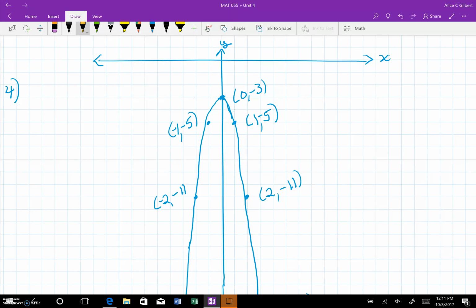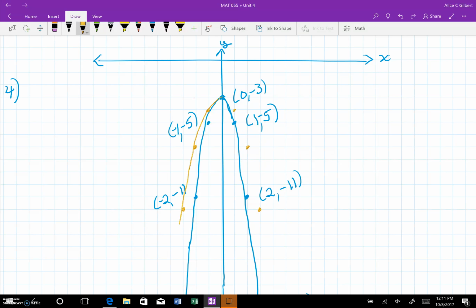Again, our parent graph. If we were starting at this vertex, we go to the right 1 and down 1. To the left 1 and down 1. To the right 2 and down 4. 1, 2, 3, 4. To the left 2 and down 4. To the right 3, 1, 2, 3 and down 9. 1, 2, 3, 4, 5, 6, 7, 8, 9. And to the left 3 and down 9.